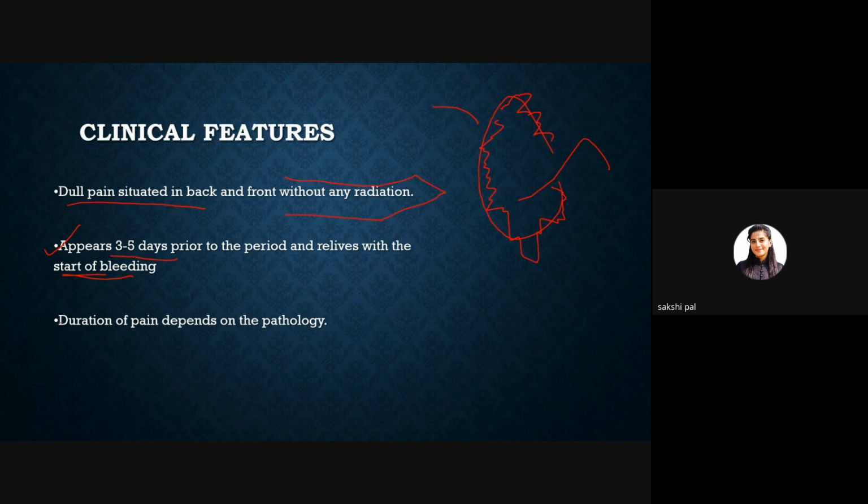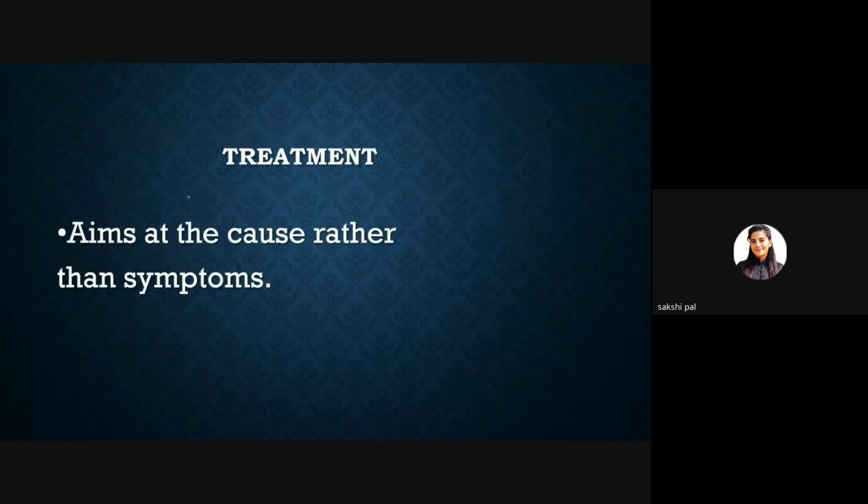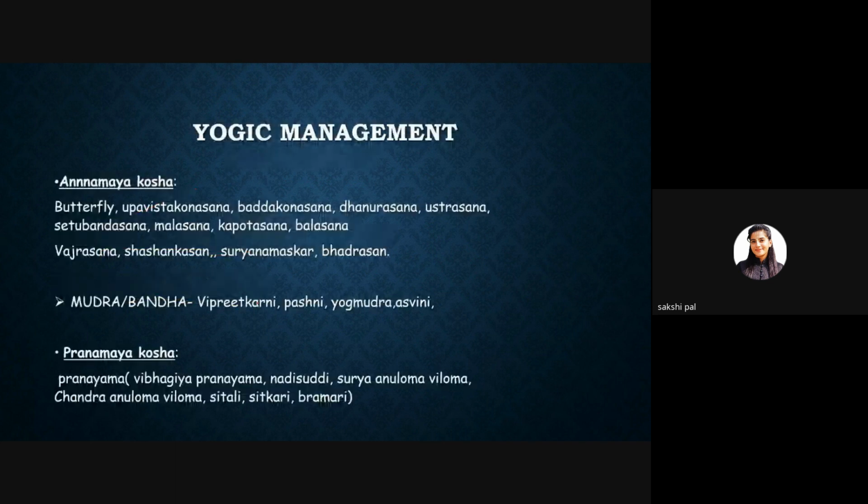So the duration of the pain depends on the pathology, what exactly the problem the girl is having, which is leading to the secondary dysmenorrhea. Treatment aims at the cause rather than the symptoms. Instead of symptoms, we have to give relief in their causes. What is causing the problem?